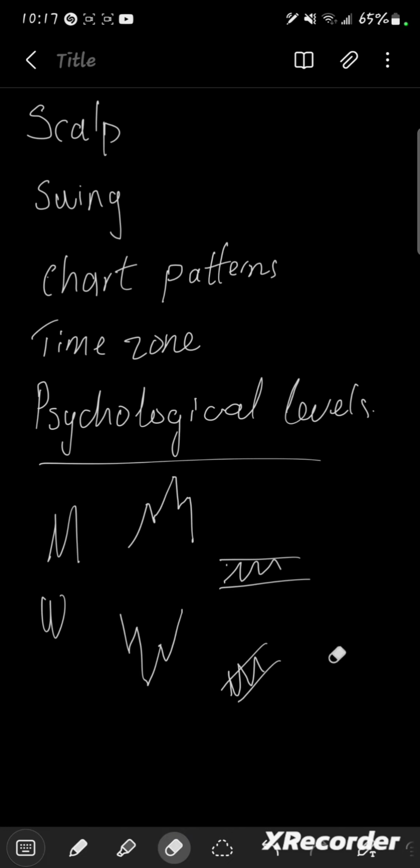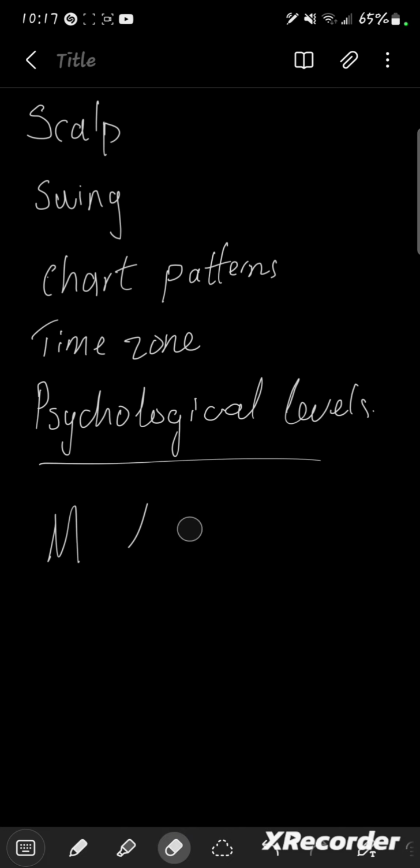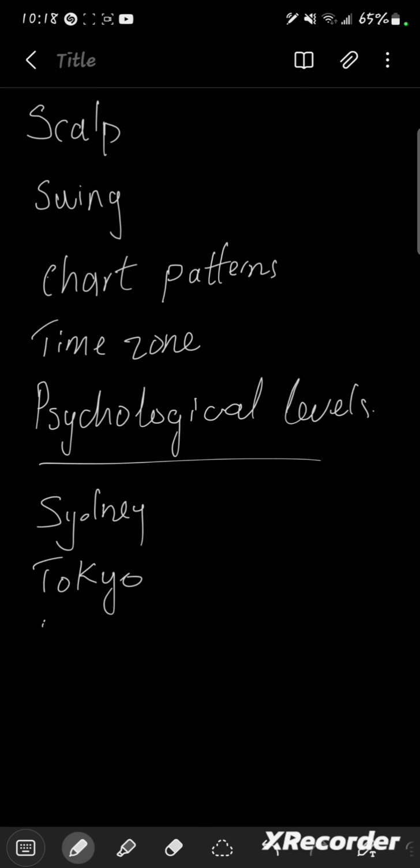Then the next thing which we need to know are time zones. So what are time zones? We know we have major trading sessions. We have the Sydney session, we have the Tokyo session, we have the London, and we have the New York session, the NY session. So these are the four sessions. You must know the session which you want to trade in, identify a pattern during the session, and trade that pattern during the session.